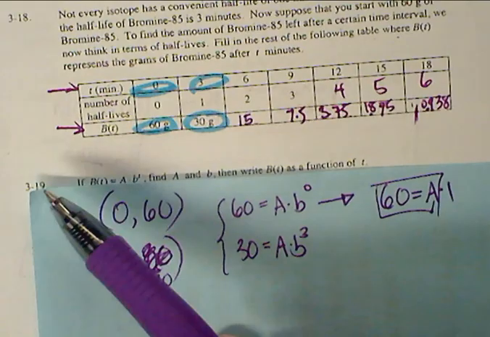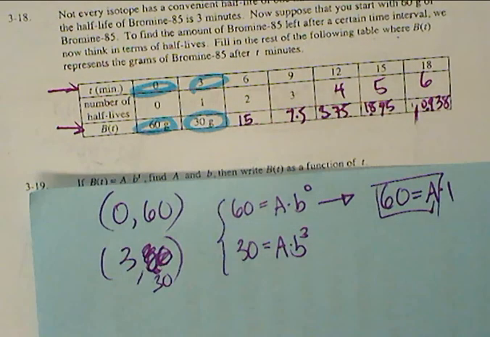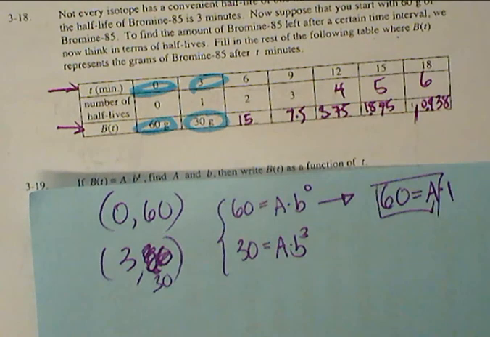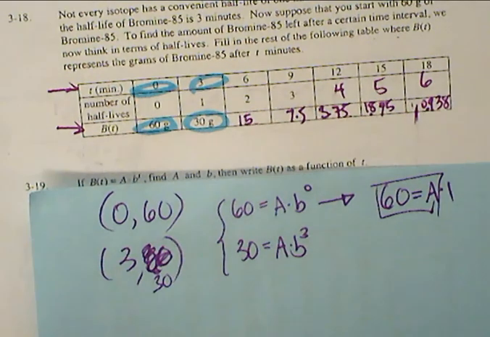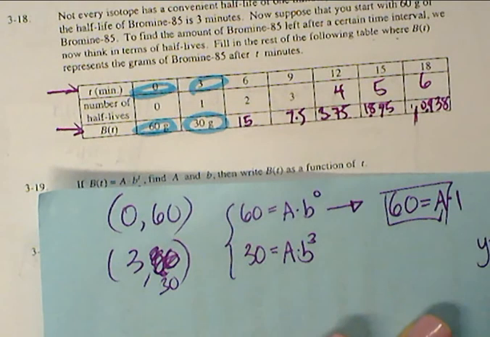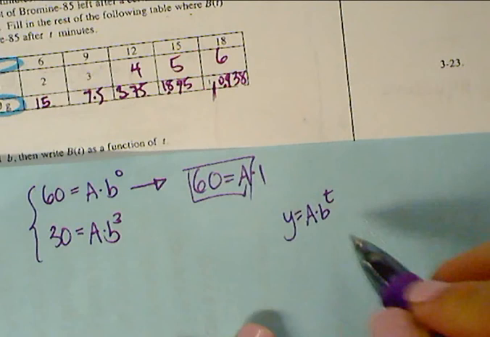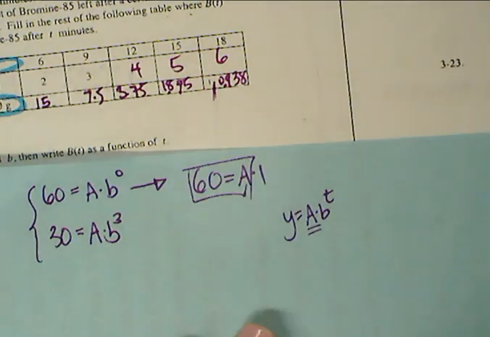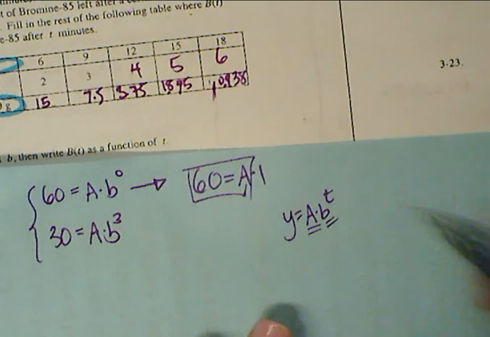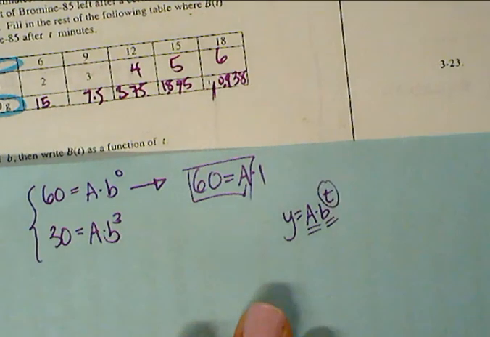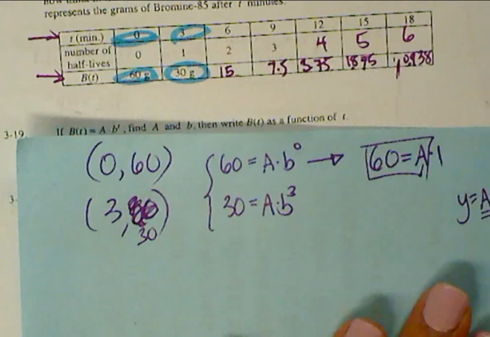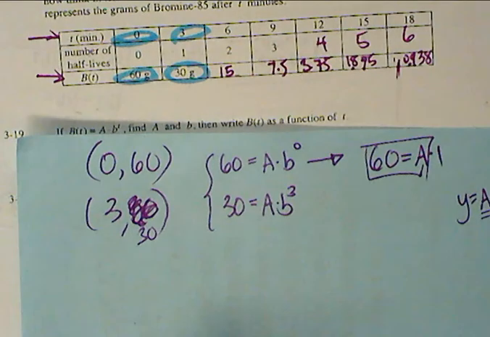So when time equals 0, the y is where we start off. So in an exponential, can we always say that the a is the starting point? Yes. The a is how much material you start off with. B is like the half-life, and the t is how much time has passed. You'll learn that in physics, chemistry and calculus. So 60 equals a. All right, let's plug it in. 30 equals 60 times b cubed.